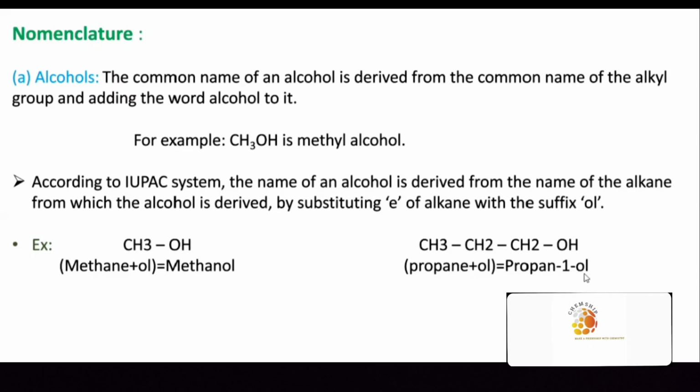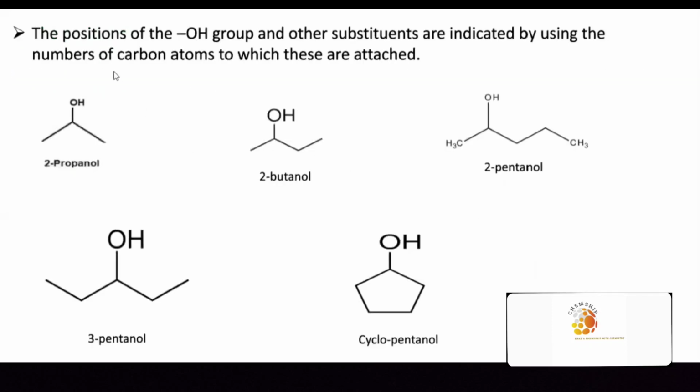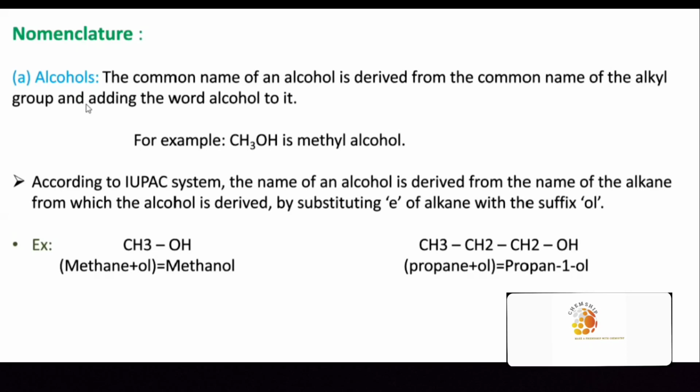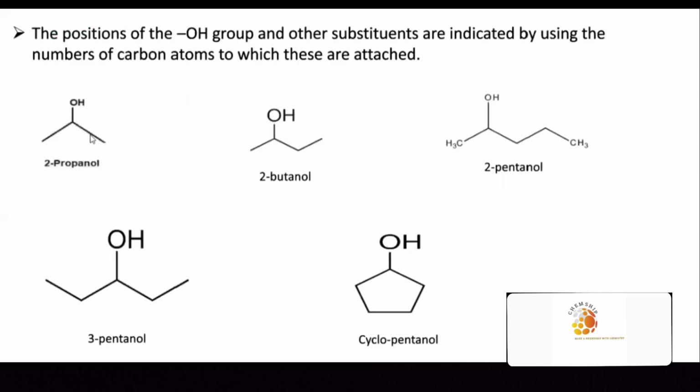Propane-1-ol. Next one is, what if the position of OH changes? For example, in the previous case, the OH group is at the terminal position. Now, in this case, the OH position is at the second carbon. From here, if I count 1, 2, 3, and from here also, if I count in reverse, this is 1, this is 2, this is 3. In every case, I am getting this carbon count as 2. So, how to name this compound in the IUPAC way?